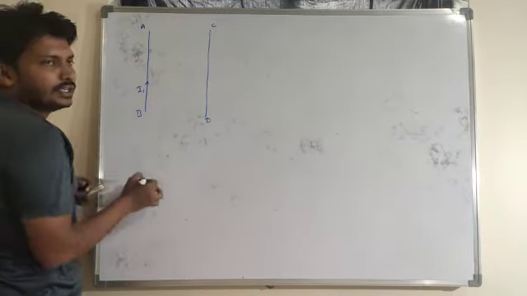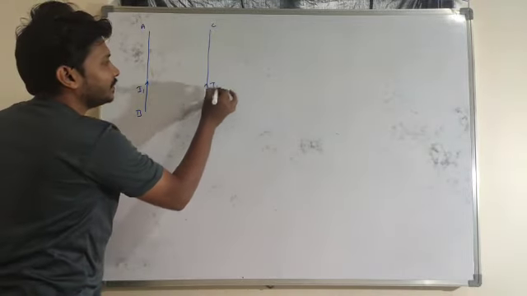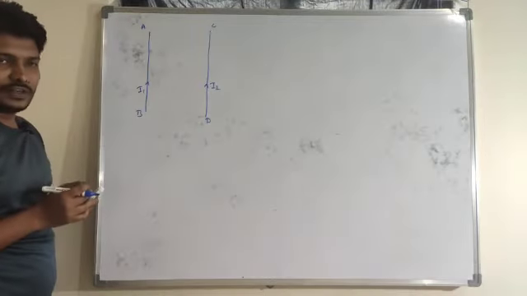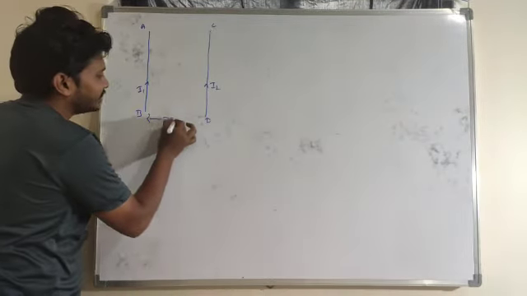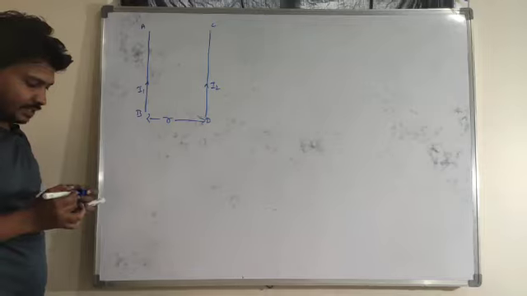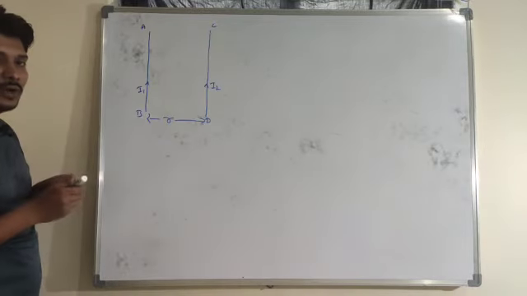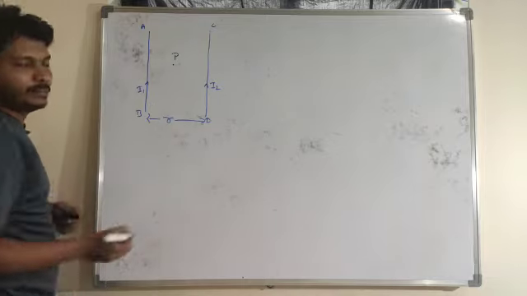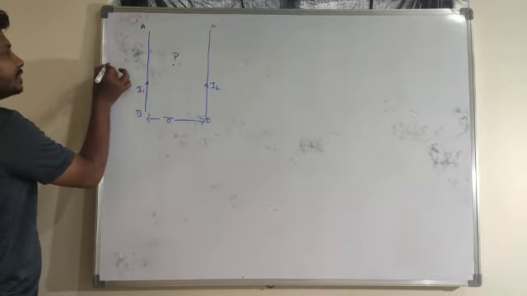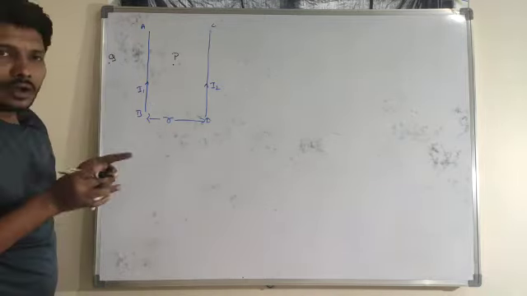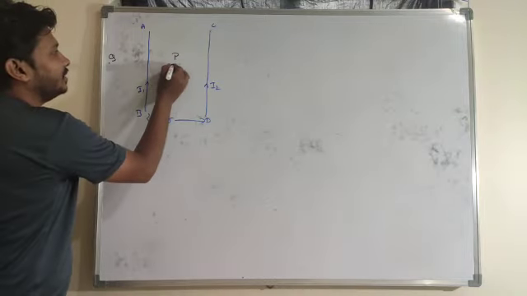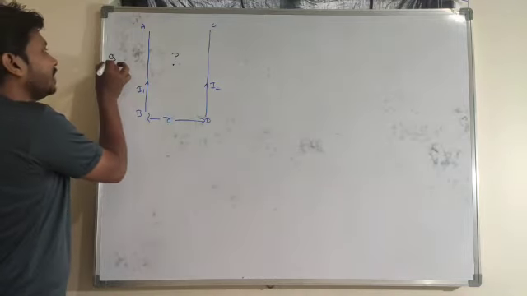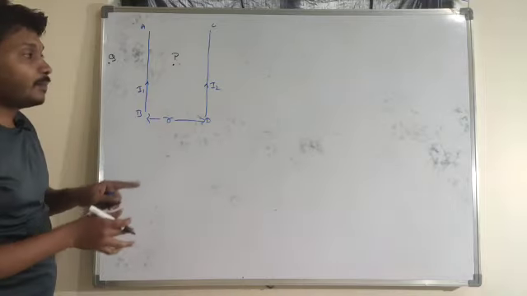Here current I1 is flowing and here current I2 is flowing in the same direction, and let R be the separation between these two wires. So now let me choose one point here. This is point P and another one is point Q. Now my intention is to determine the net magnetic field at point P as well as the net magnetic field at point Q.